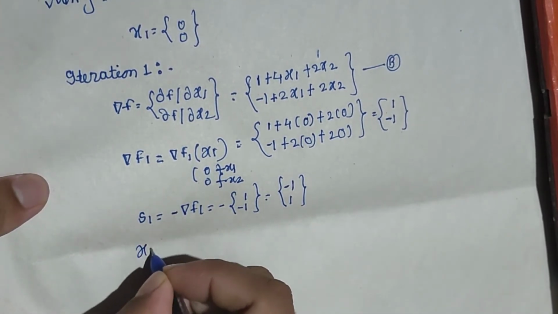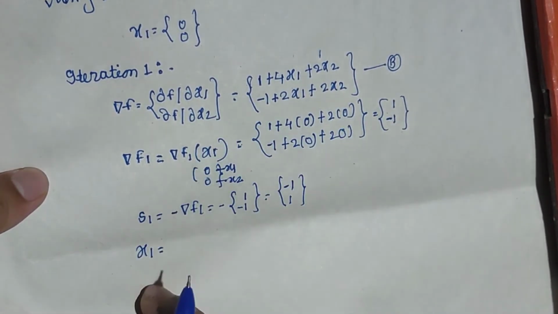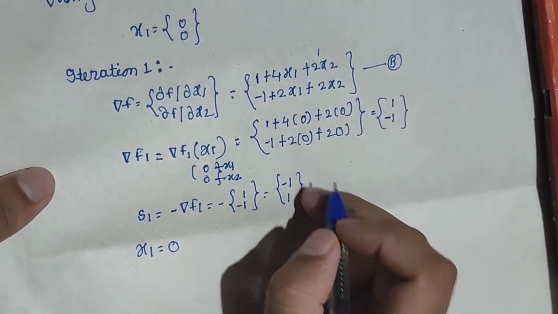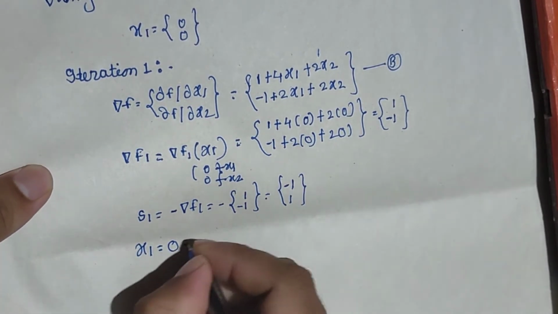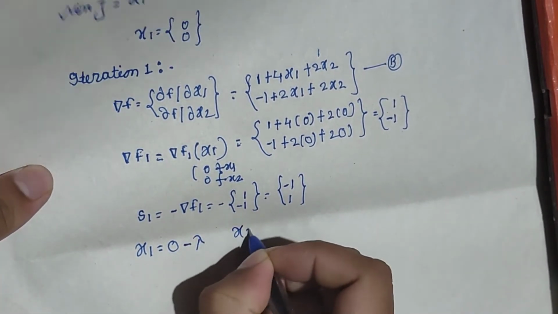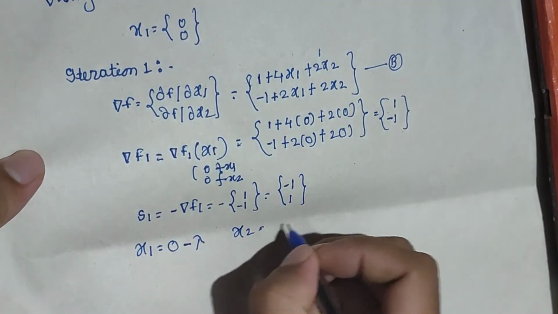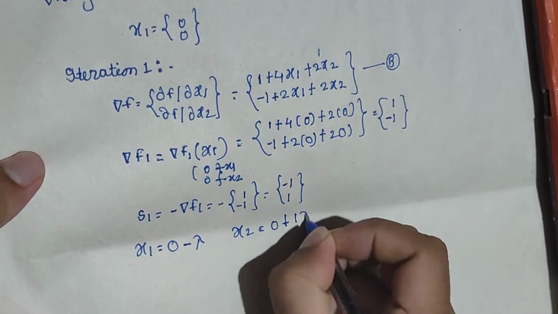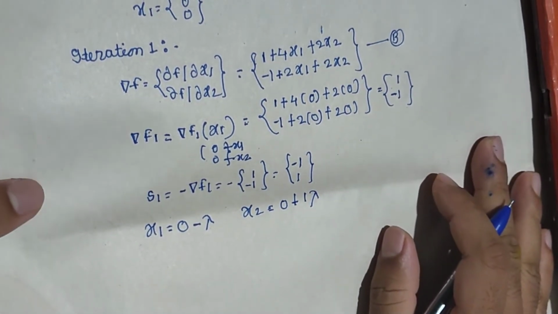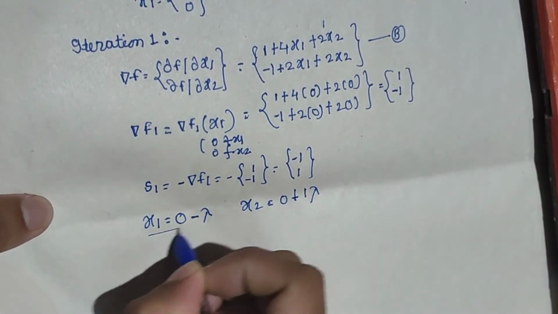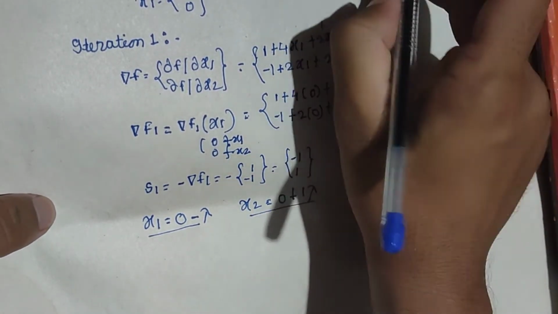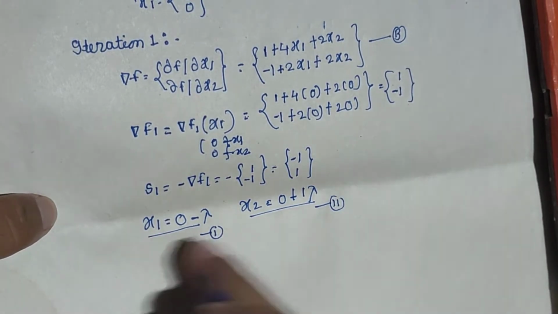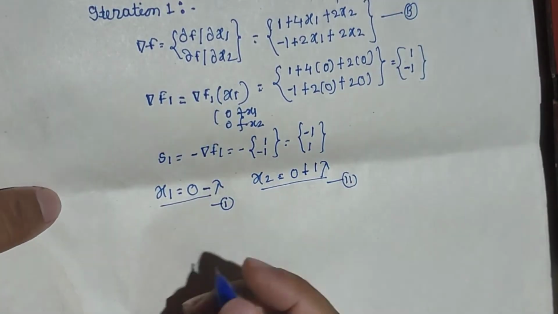Now we have to find the values of x1 and x2. x1 is the earlier value 0 plus lambda 1 times s1, which is minus 1, so minus lambda 1, and x2 equals the earlier value 0 plus lambda 1. Now we have to put these values into equation number 1. This is equation number 1 and equation number 2. So let's put it.